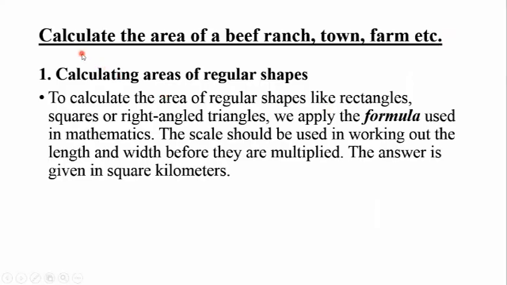So the first prediction is calculate the area of a beef ranch, a town, a farm, etc. So basically we are saying you can be given a feature on a map and then you're asked to find area. So area will be worked out in two ways, depending on the shape of the feature that you are given on the map. We have regular shapes and irregular shapes. So we shall have a way of working out area of regular shapes and ways of working out area of irregular shaped features on a map.